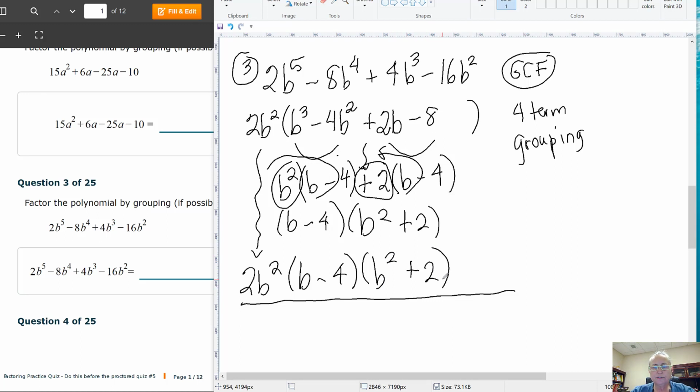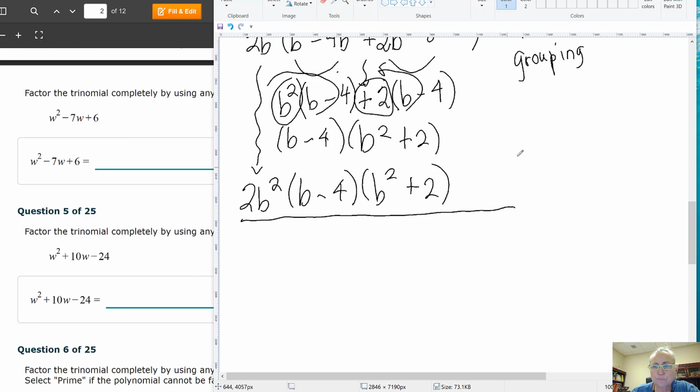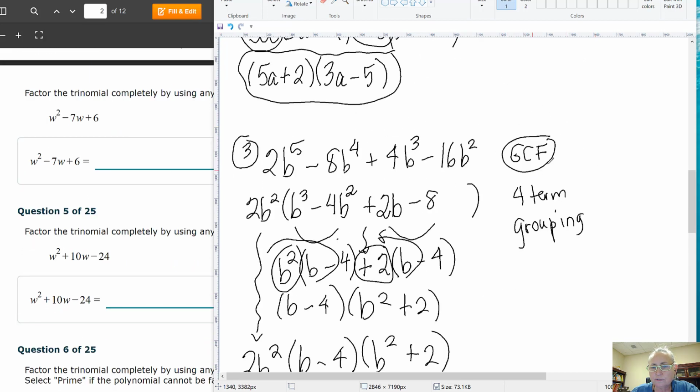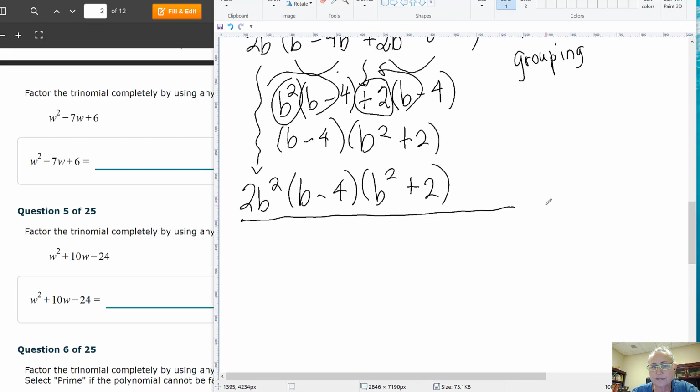Now, if I want to check this, I need to FOIL out these 2 binomials first and then multiply everything by 2b squared to make sure that I have the correct answer. Okay, so that is factoring by grouping. We always look for greatest common factor, and if it has 4 terms, we group first 2, last 2. Don't forget to bring your middle sign down.